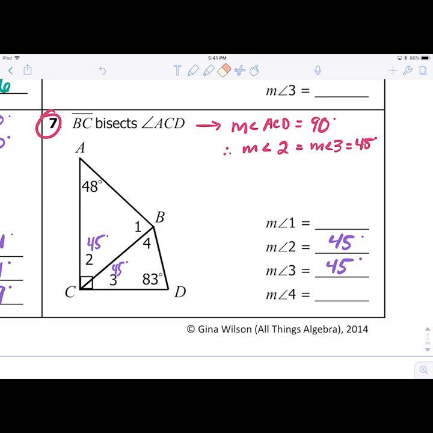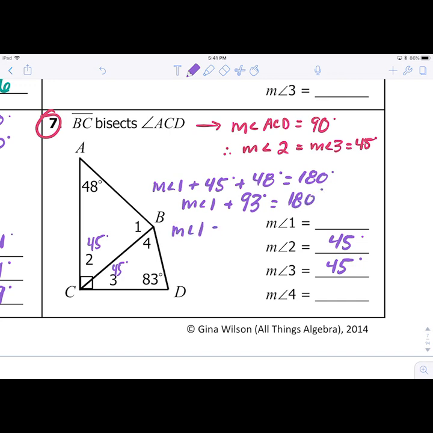All right. So now angle 1 becomes very simple to solve. The measure of angle 1 plus the 45 degrees down there plus the 48 degrees right there, it equals 180 degrees. 180 minus 93, that's 87 degrees.